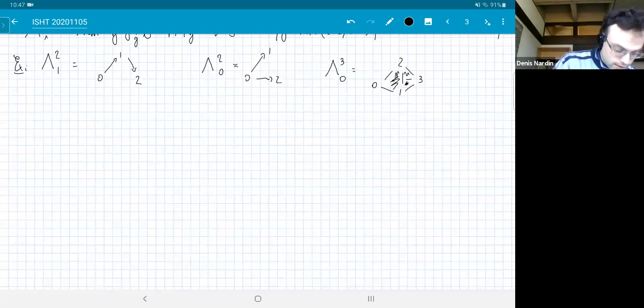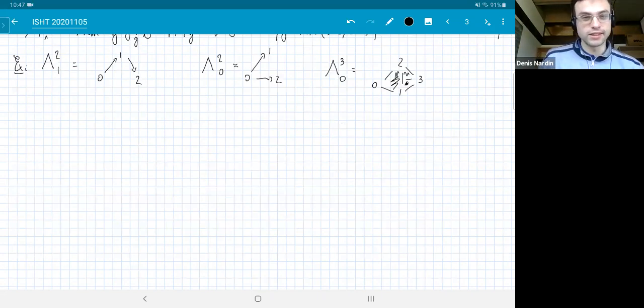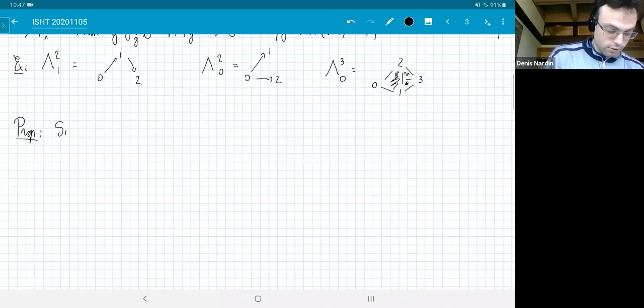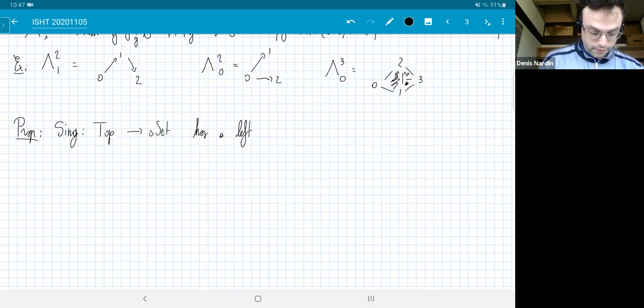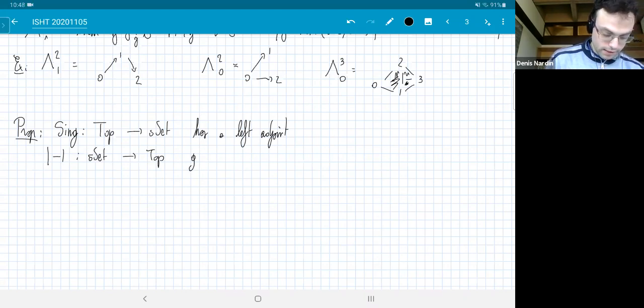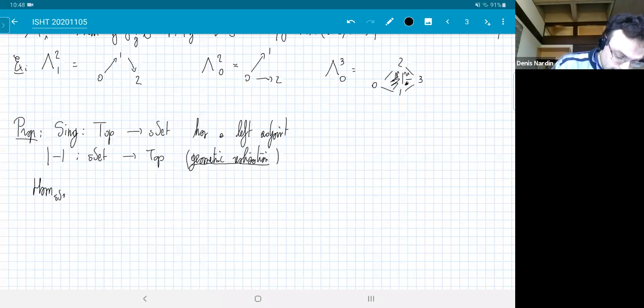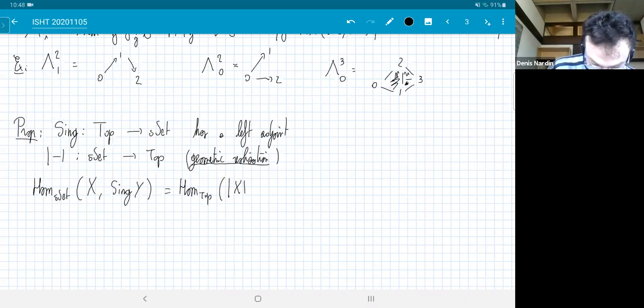Okay, let me state now a proposition that usually is the very first thing people tell you about simplicial sets, but I postpone it until relatively late for one reason, because I actually think it's less important than people usually make it out to be, but we are going to need it. So we have a functor Sing from Top to simplicial sets, and this has a left adjoint, which is called geometric realization. Concretely, this means that Hom of simplicial sets from X to Sing Y are the same thing as continuous maps from the geometric realization of X to Y.